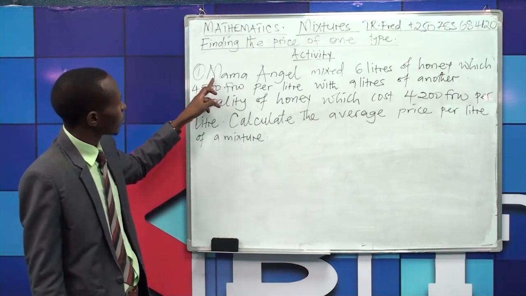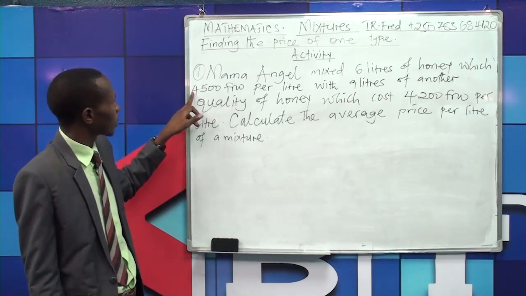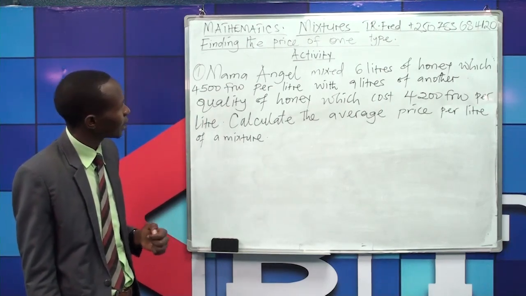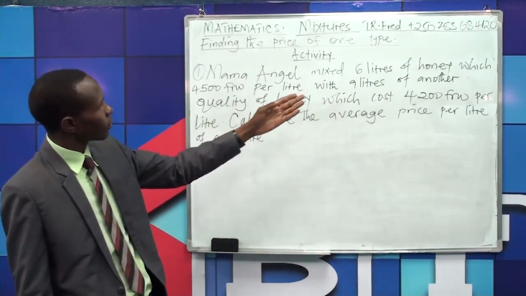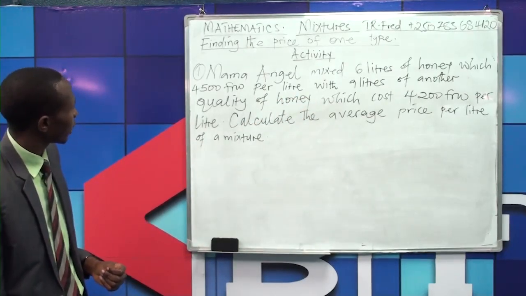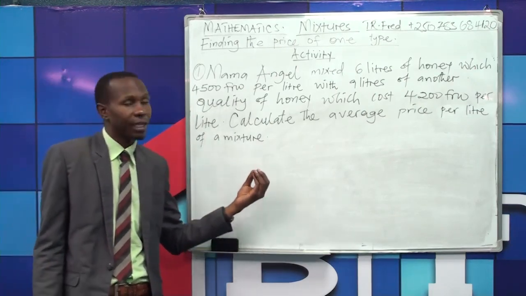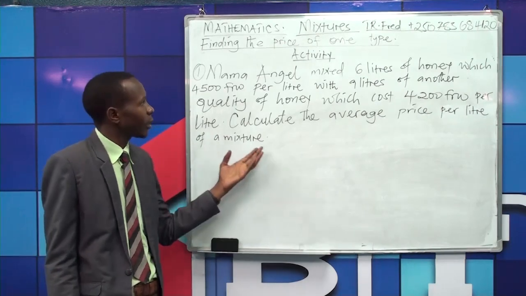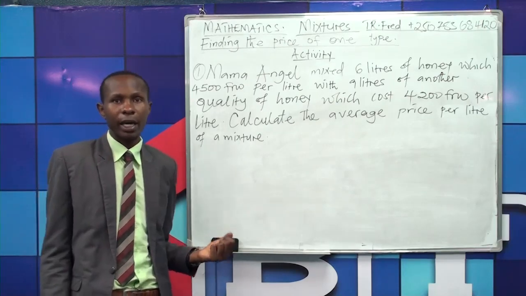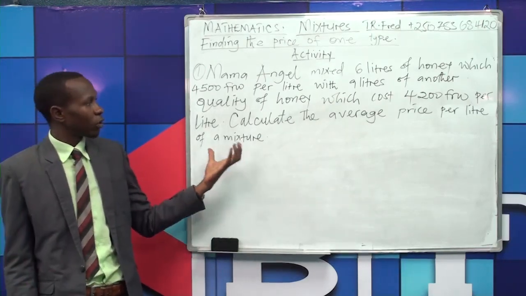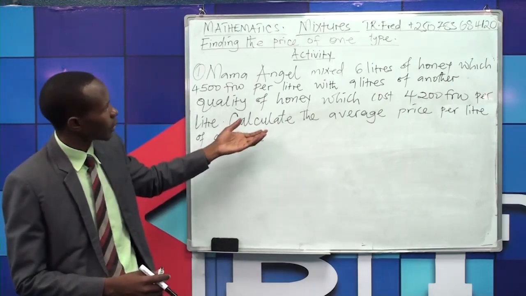The question says, Mama Angel mixed 60 liters of honey, which costs 4,500 francs per liter, with 90 liters of another quality of honey, which costs 4,200 francs per liter. Calculate the average price per liter of the mixture. So they want you to calculate the average price of the mixture. Here you are already given the amount spent on every liter. This cannot be an obstacle. I believe you'll do it the way we have been doing it, even in yesterday's lessons.